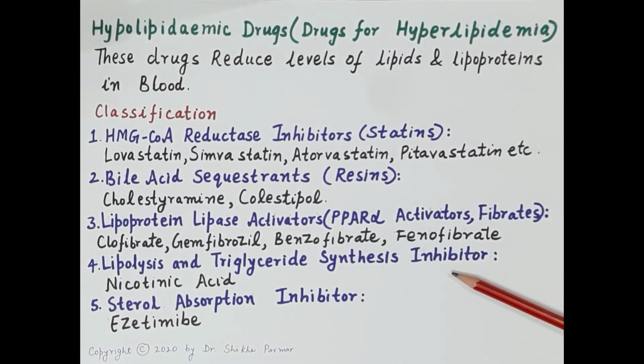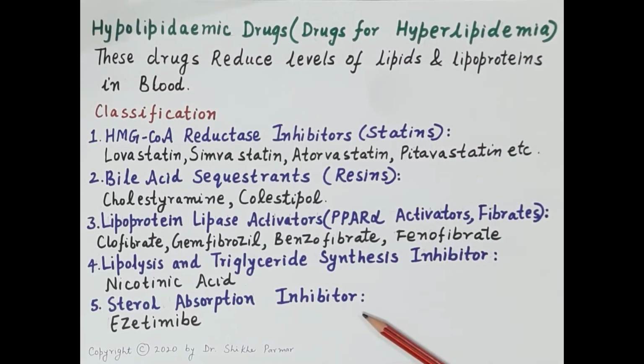Now, the next category of drug is nicotinic acid. It is a lipolysis and triglyceride synthesis inhibitor. It reduces the synthesis of triglycerides in the liver. However, due to the adverse effect profile caused by the use of nicotinic acid, commonly termed niacin, its use is restricted to high risk cases.